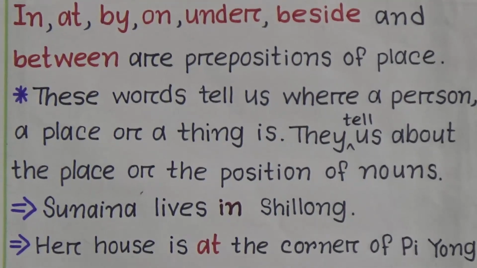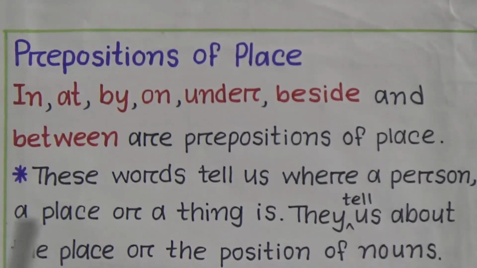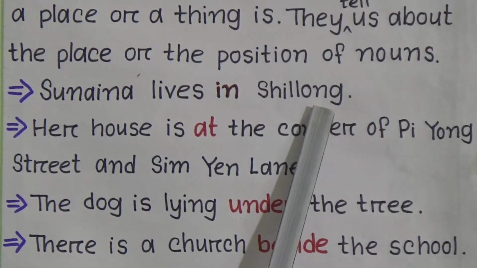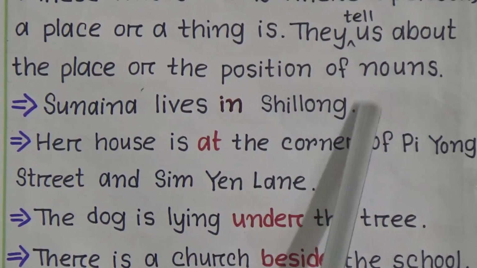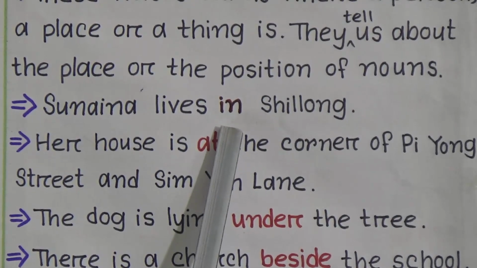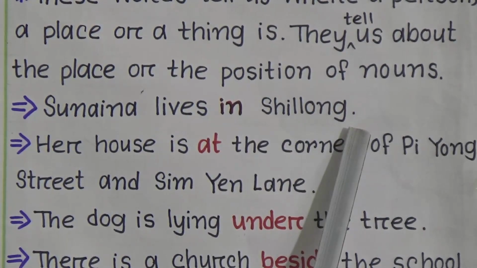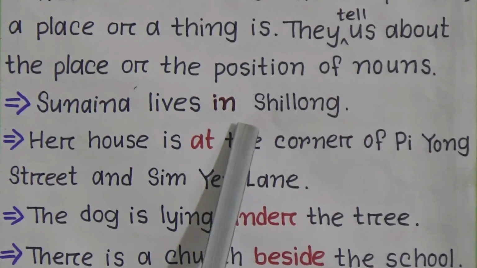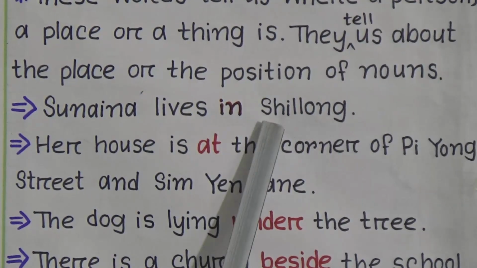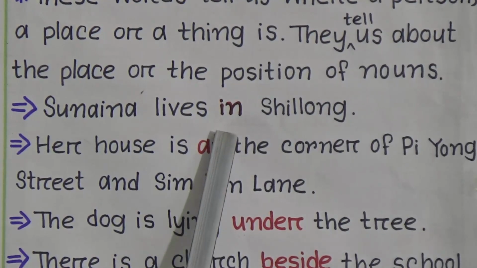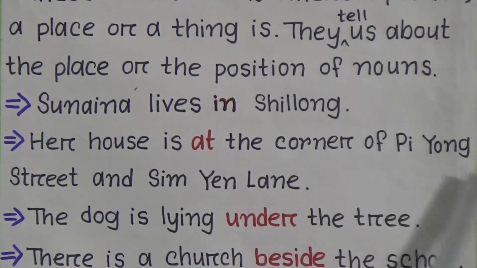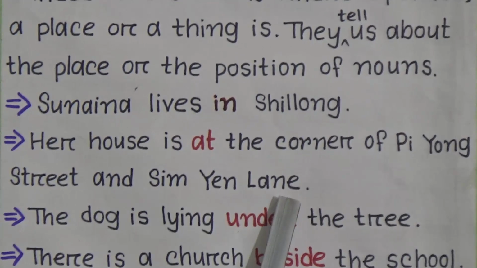At the beginning I said what a preposition is. Now look at these examples. Sunaina lives in Shillong. Here, students, we find the name of a place. So before any place we have to use the preposition in. And look, the word Shillong starts with a capital letter. We know the name of any place starts with a capital letter, and before it we have to use the preposition in.